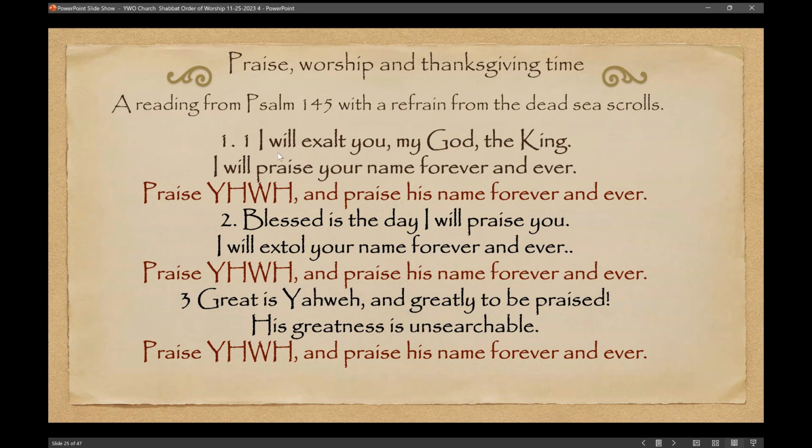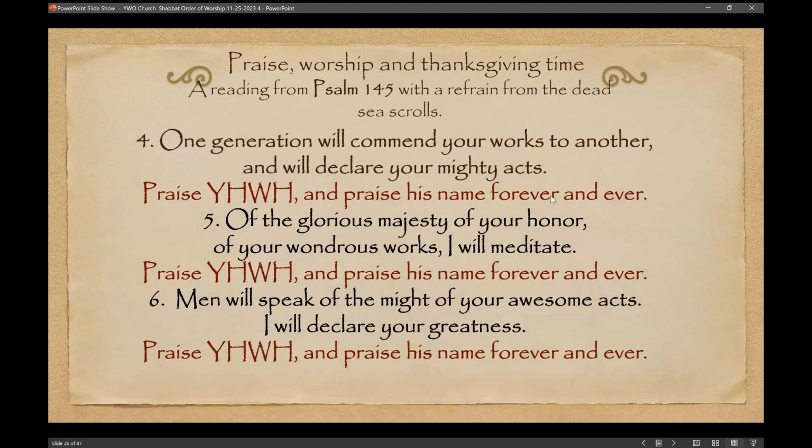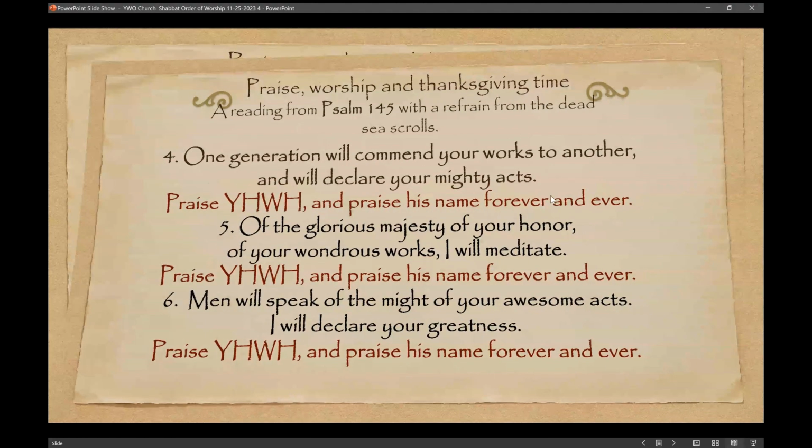So what we do is we do one panel at a time, typically, sometimes two panels. Somebody has to introduce the reading and explain that one person reads the dark text, and all of us in unison then do a response: praise Yahweh and praise his name forever and ever. Okay. And then you can scroll through it and pick which ones you want to do each week.